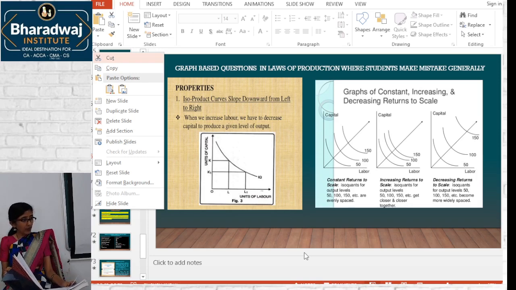Question 1. Under the law of variable proportion, you write it in short form as VP, in the second stage, total product continues to increase but at a diminishing rate. Total product continues to increase but at a diminishing rate. True or false?